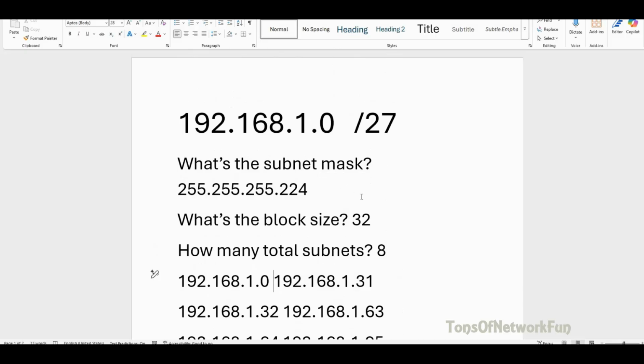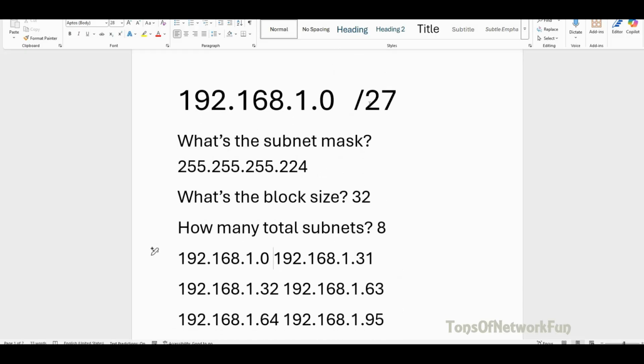So I'm hoping you're getting the idea. So try to do the 28, 29 and so on like that. If you have any questions, you can ask me down below. We'll look at some more subnetting example questions.